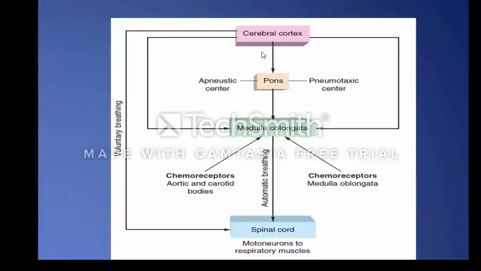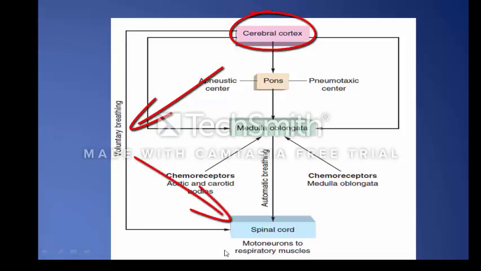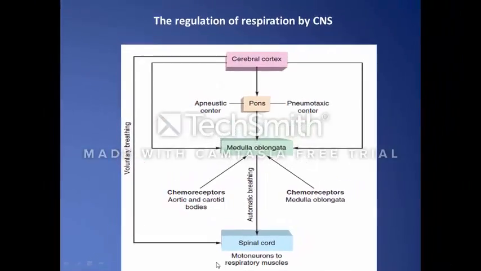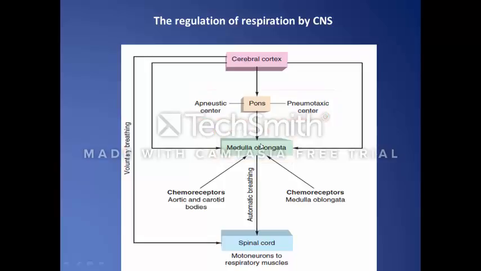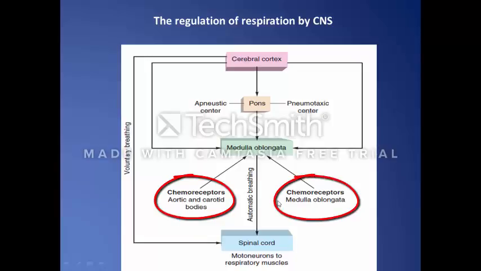This diagram from your textbooks shows the regulation of respiration by the central nervous system. We can see at the top the cerebral cortex will control voluntary breathing by sending signals down the spinal cord via motor neurons to the respiratory muscles. Automatic breathing is a result of the influence of the apneustic and pneumotaxic areas on the medulla oblongata, and feedback is provided by aortic and carotid bodies, as well as chemoreceptors in the medulla oblongata.